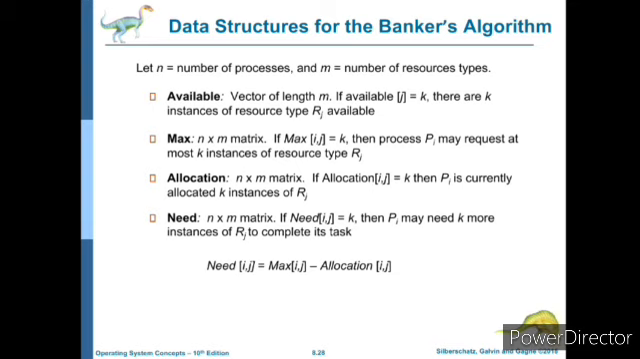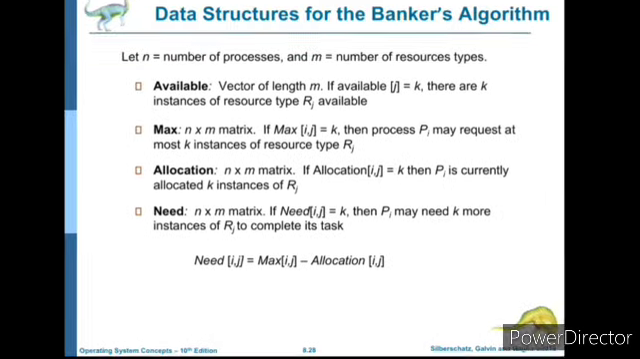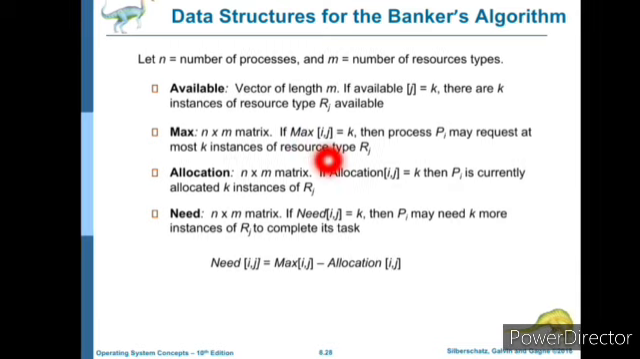Let n be the number of processes and m be the number of resource types. The first data structure we require here is Available. Available is a vector of length m, indicating the number of available resources of each resource type. If Available[j] equals k, it indicates there are k instances of resource type Rj available.